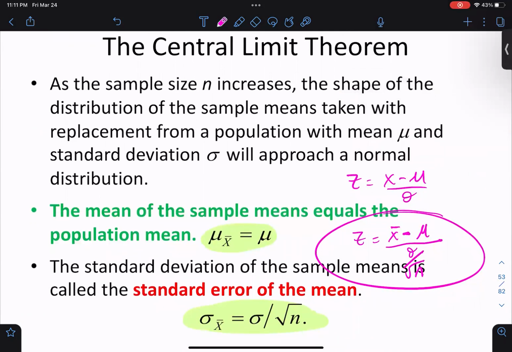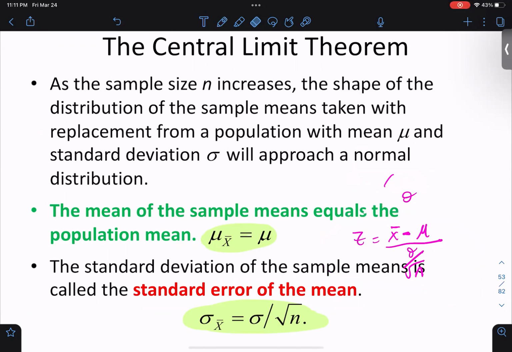So I was telling you that the mean of the sampling distribution equals the mean of the population as n gets larger, and the standard deviation of the sampling distribution will equal the standard deviation of the population divided by the square root of the sample size. This is also called the standard error.